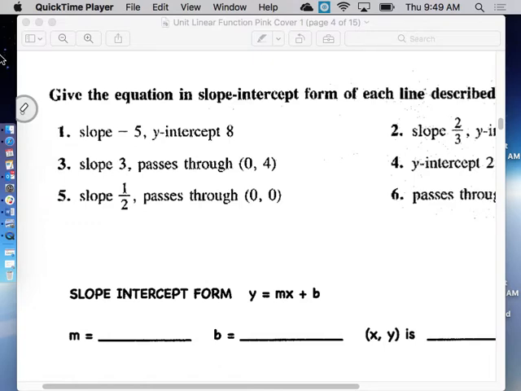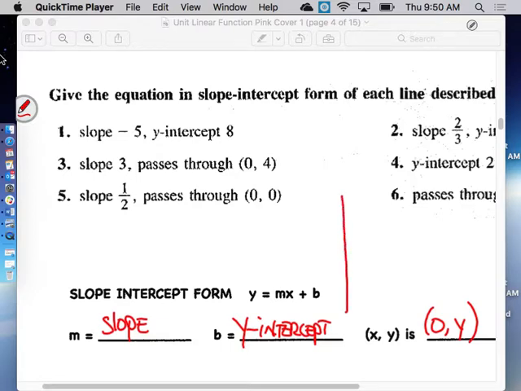This video is still going to address the slope-intercept form of a linear equation. And remember that the m stands for slope, and the b represents the y-intercept. And the y-intercept is an ordered pair. The x value is always 0, and then the y value tells you where you land on the y-axis.